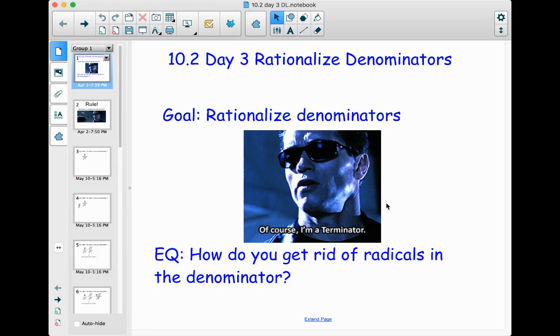So our goal is to rationalize denominators. The essential question is, how do you get rid of radicals in the denominator? I have no idea how to do that, but I'm the Terminator, so I will figure it out.